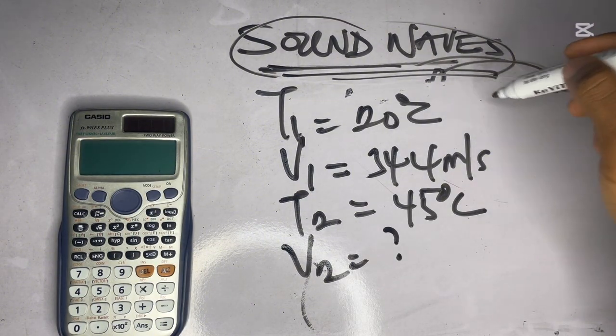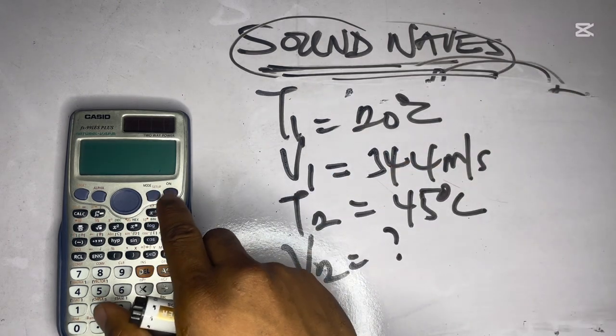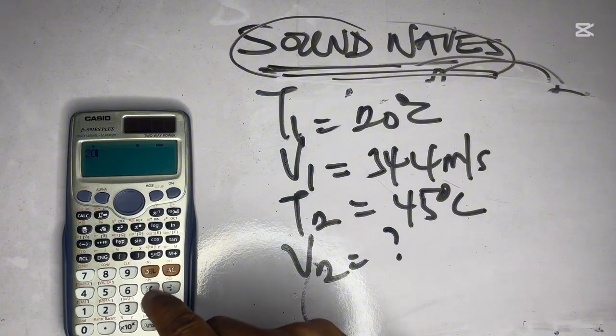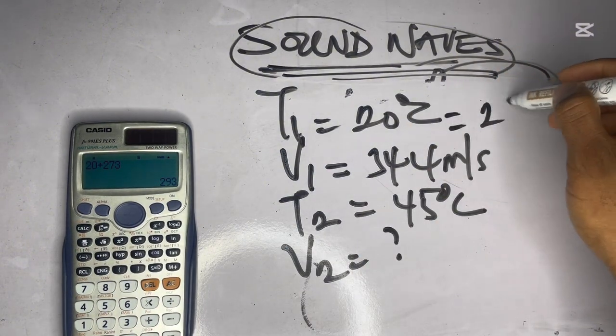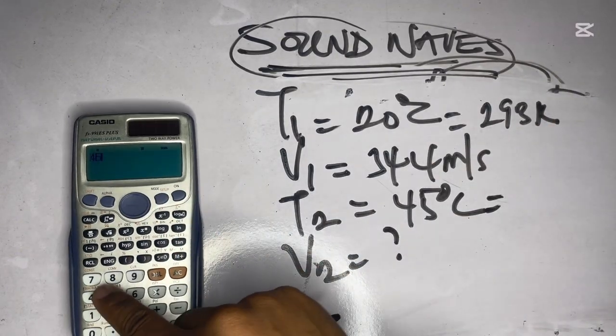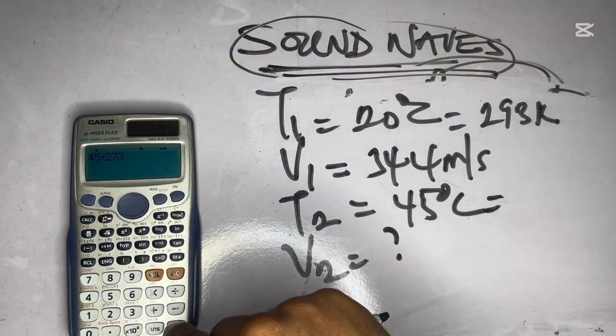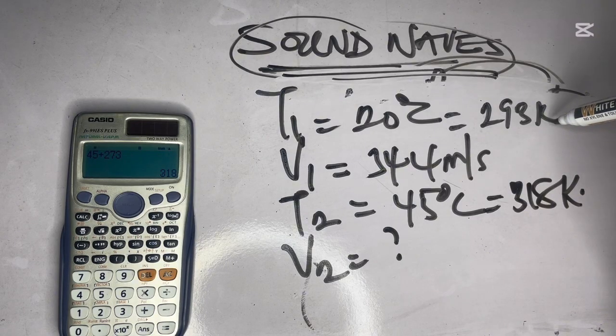You need to understand that we have to convert these to Kelvin. Converting means we say 20 plus 273, which gives us 293 Kelvin. Convert this as well to Kelvin: 45 plus 273 gives us 318 Kelvin, because the standard unit for temperature that we must use is Kelvin, not degrees Celsius. I'll be giving you the formula that we'll be using.